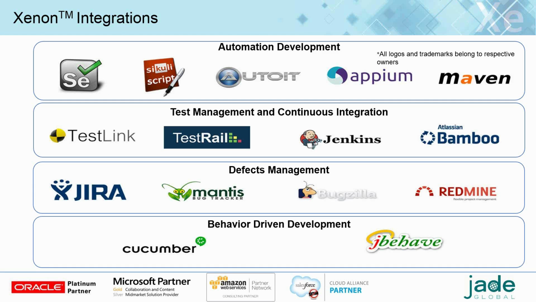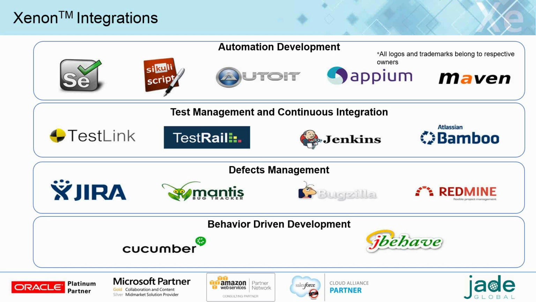So in terms of integrations, this is basically a continuously increasing domain. What we have considered is several of the most popular automation testing tools available in the open source world, that include Selenium, Sikuli, AutoIt, Appium, Maven, and things like that. And we've leveraged all the best practices and the powerful features from some of these tools. We've also integrated with several test management and continuous integration tools like Jenkins, Bamboo, Jira. Some of these tools we can use out of the box with Xenon.